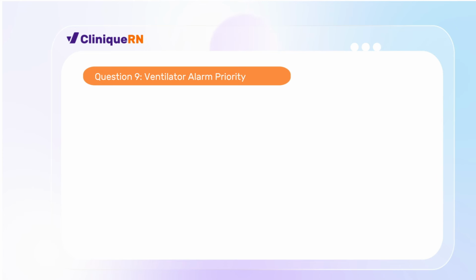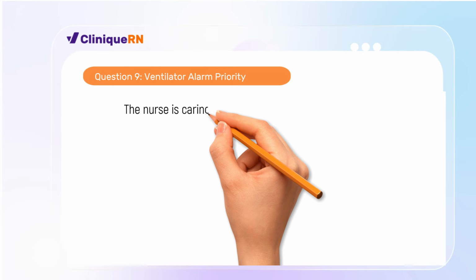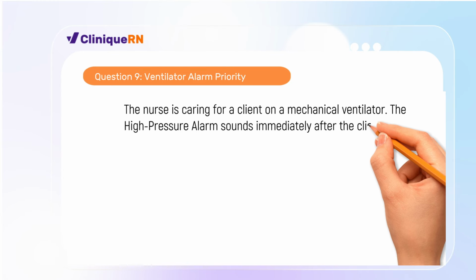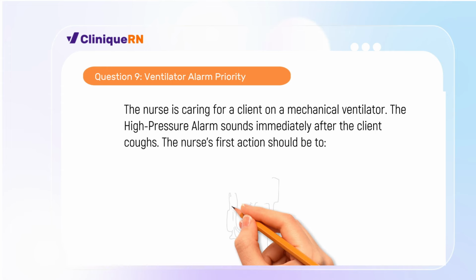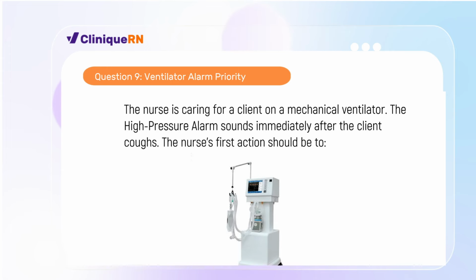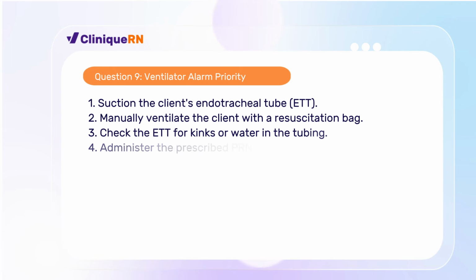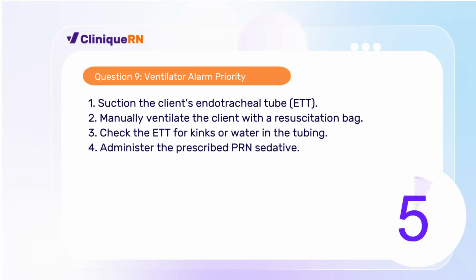Question 9. Ventilator alarm priority. The nurse is caring for a client on a mechanical ventilator. The high-pressure alarm sounds immediately after the client coughs. The nurse's first action should be to 1. Suction the client's endotracheal tube, ETT. 2. Manually ventilate the client with a resuscitation bag. 3. Check the ETT for kinks or water in the tubing. 4. Administer the prescribed PRN sedative.